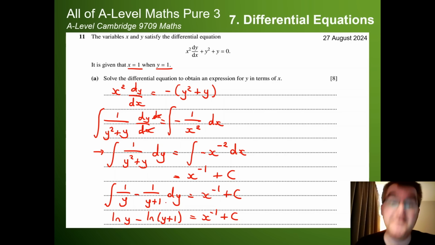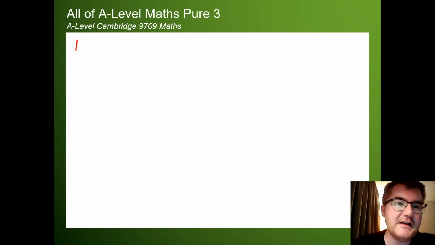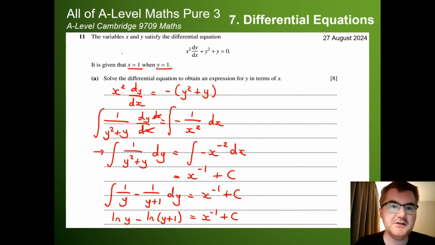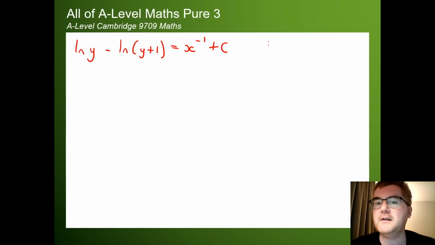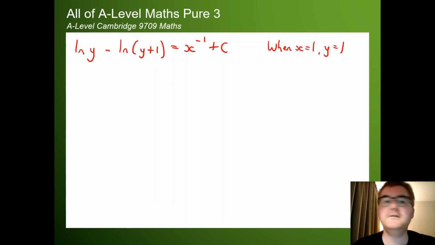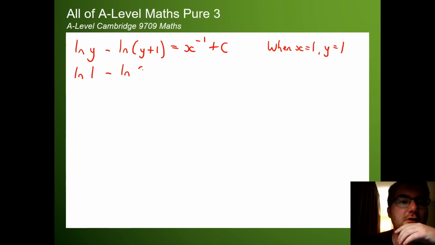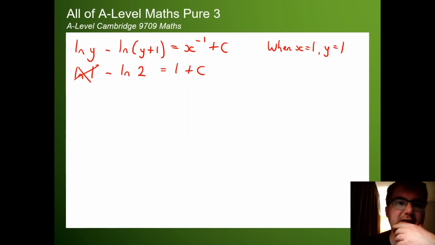We're not even close to finishing yet. So let me write this down. So natural log of y minus the natural log of y plus 1 is equal to x to the power of minus 1 plus c. Now we have our initial conditions. x is 1 when y is 1. So when x is 1, y is 1. So that means then we have the natural log of 1 minus the natural log of 2 is equal to 1 plus c. Notice natural log of 1 is just equal to 0. You can check on your calculator.